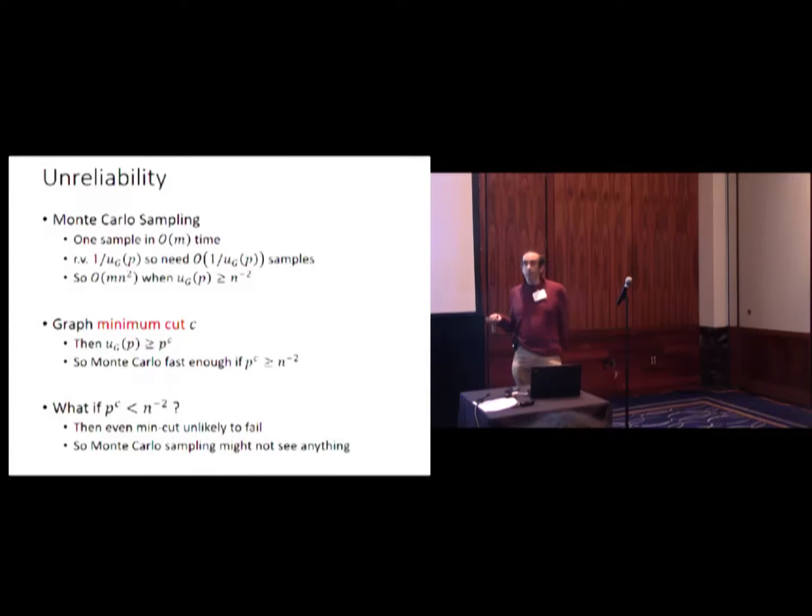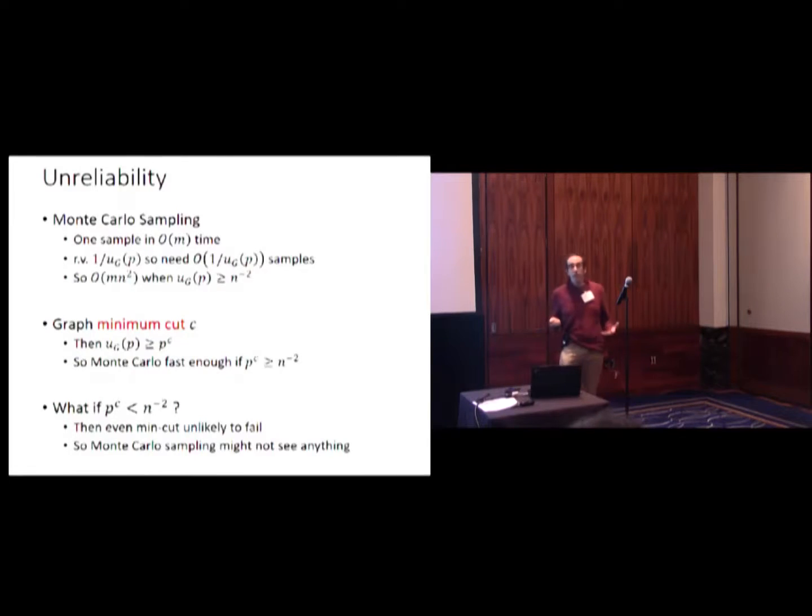Now, since the graph has minimum cut c, as I argued before, the unreliability is at least p to the c, so it is sufficient for p to the c to be larger than 1 over n squared in order to allow me to use this algorithm. So what we really have to do all our work on is in the case where p to the c is less than 1 over n squared. Because in this case, even a single min cut might not fail at all, and so we won't see anything.